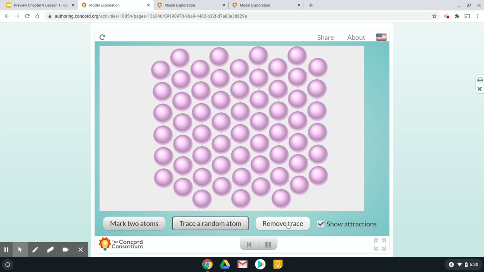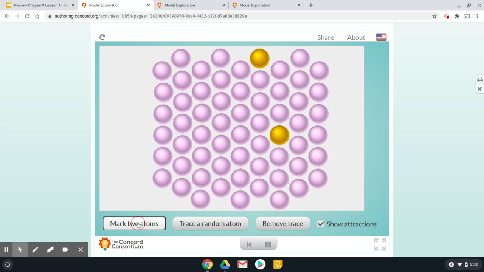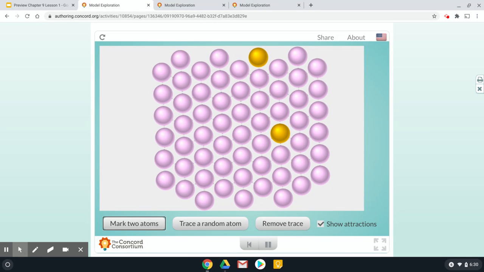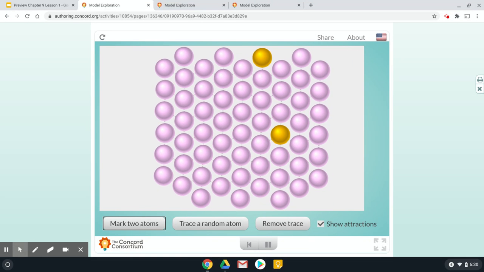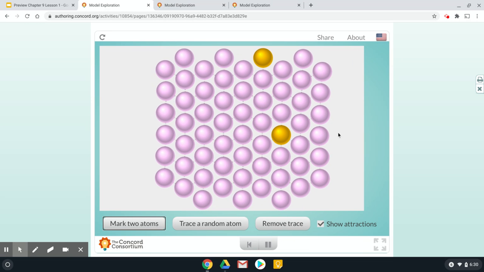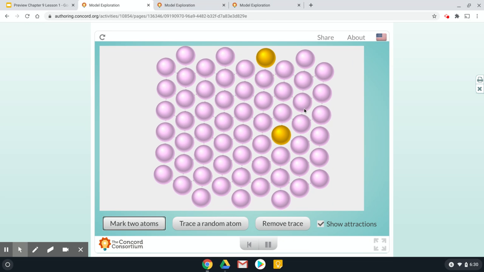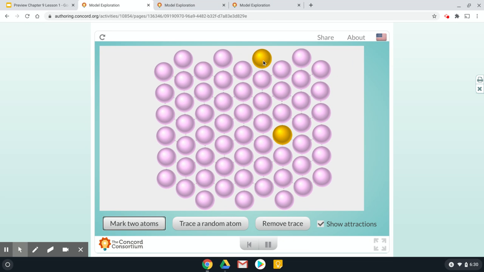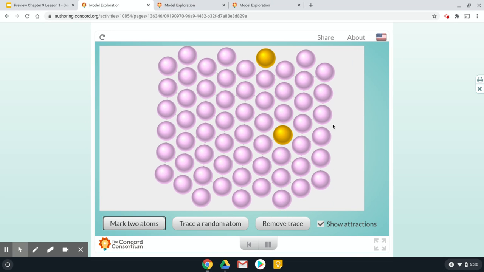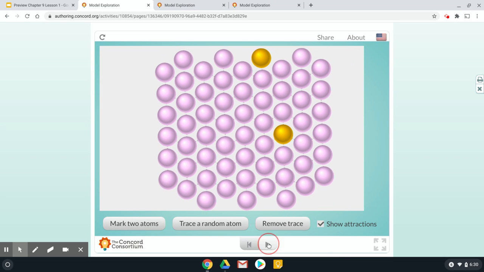What if I mark two atoms? There we go. Okay, so these atoms aren't really moving other than just vibrating in place. They don't change or swap positions with any other nearby atom. All the atoms are just in place. They're very organized and they're just kind of vibrating in place. So let me hit pause.